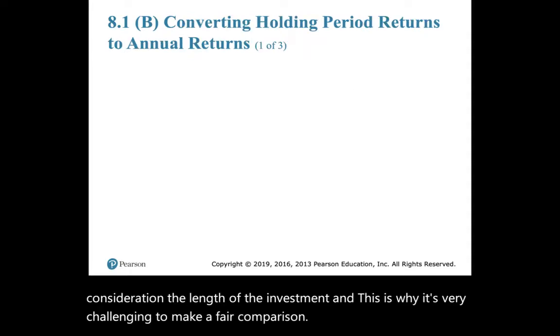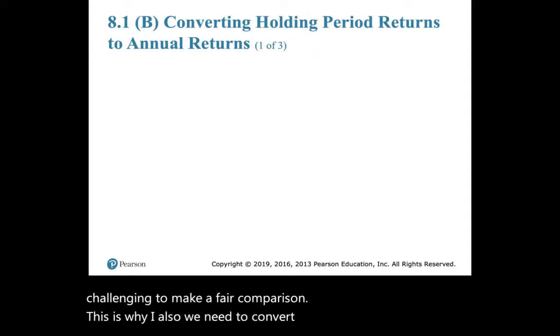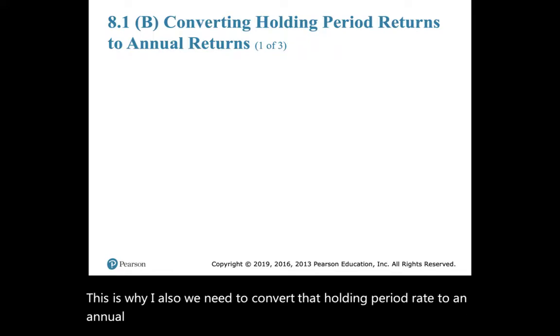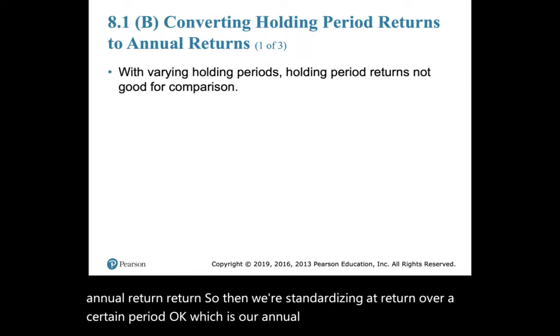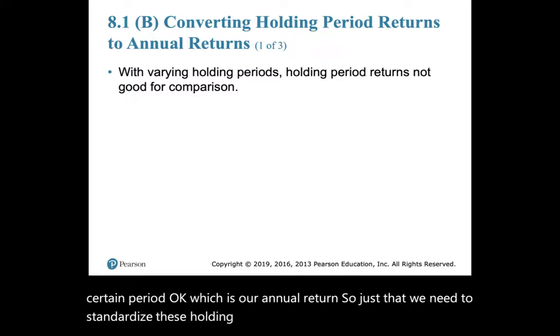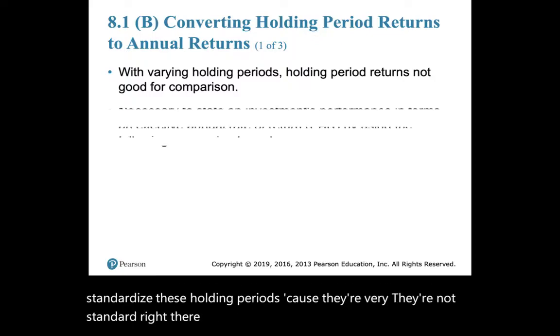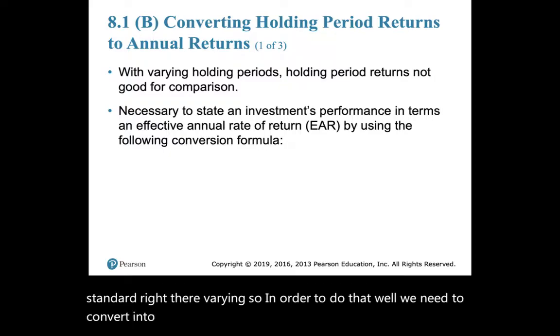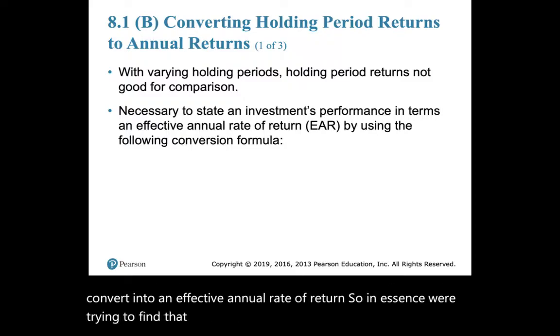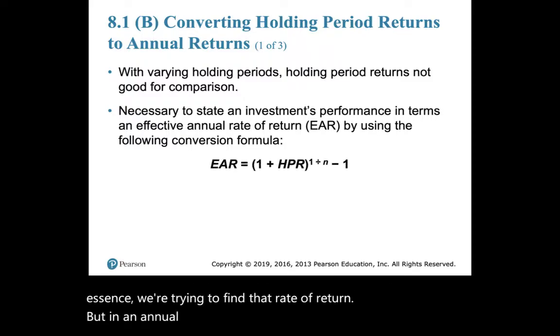This is why we also need to convert that holding period rate to an annual return. So then we're standardizing that return over a certain period, which is our annual return. We need to standardize these holding periods because they're not standard, right? They're varying. So in order to do that, we need to convert into an effective annual rate of return. In essence, we're trying to find that rate of return on an annual basis. We're annualizing that rate of return.